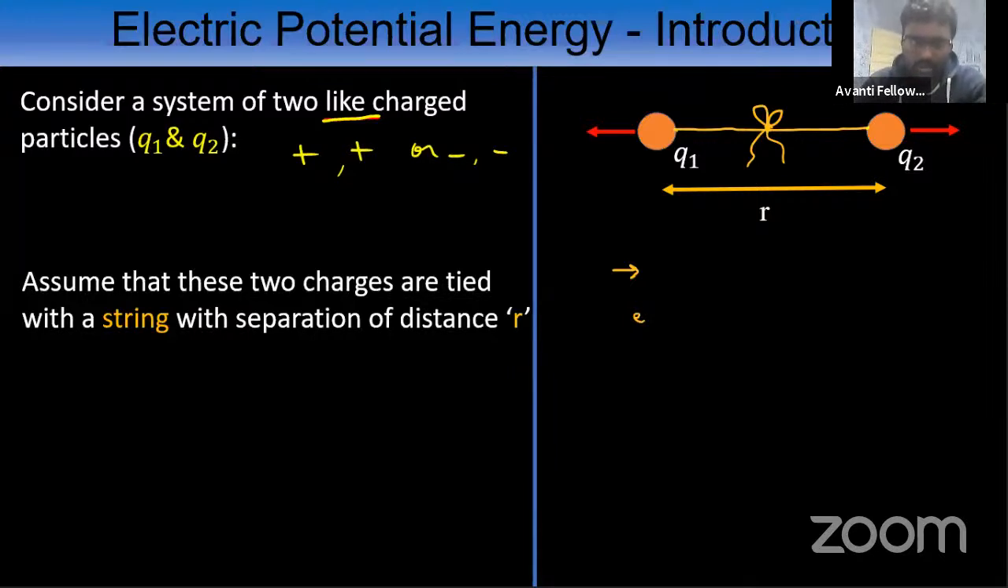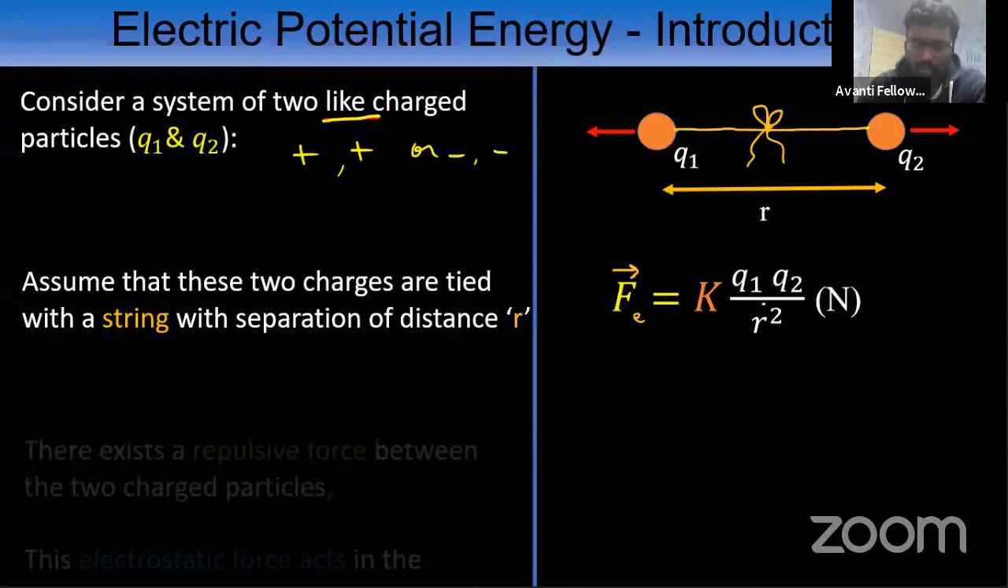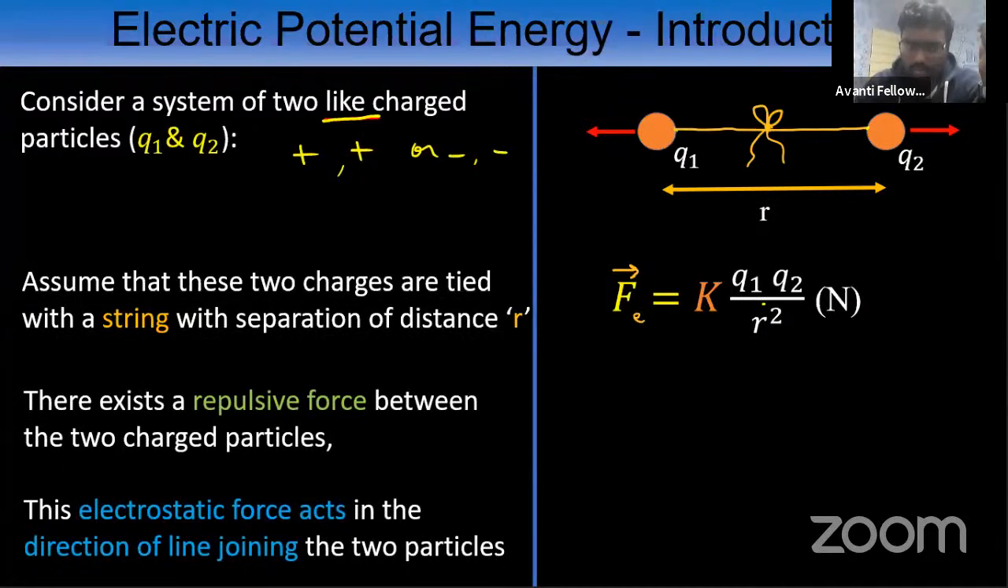Now, what do you think the force experienced between them is? The force experienced between them is given by the electrostatic force. Coulomb's law gives the electrostatic force, right? With what force are they repelling each other? With Coulomb's law force, that is K into Q1 Q2 by r square newtons. This repulsive force is in the direction of the line joining them. These two forces are acting in these directions only.